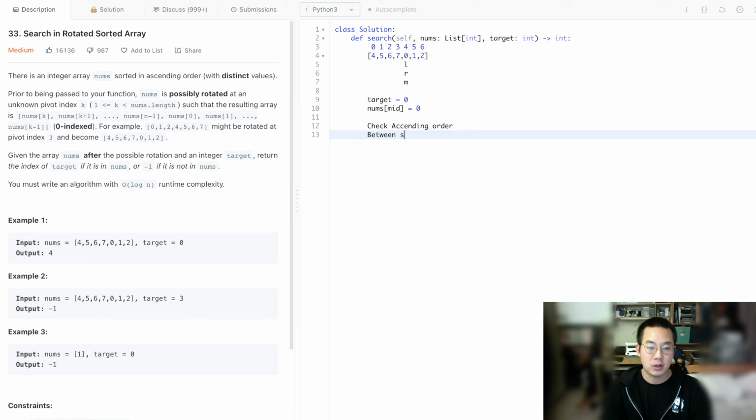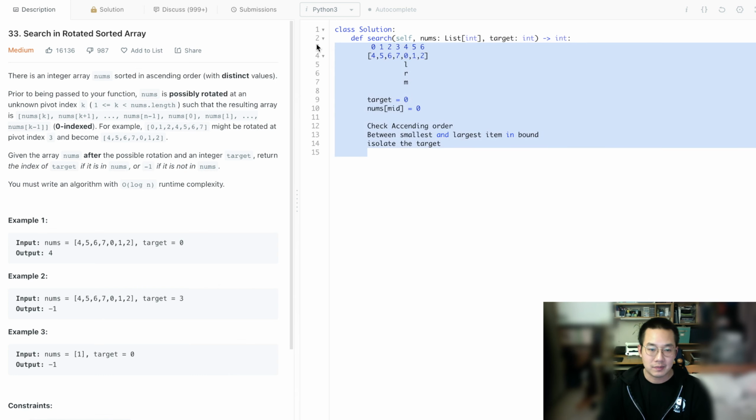Between the smallest and largest item in bound, that's it, and isolate the target. Otherwise, return -1. All right, let's do it.